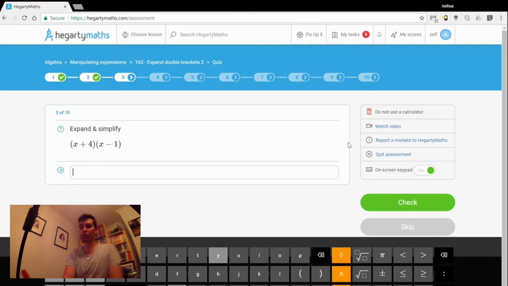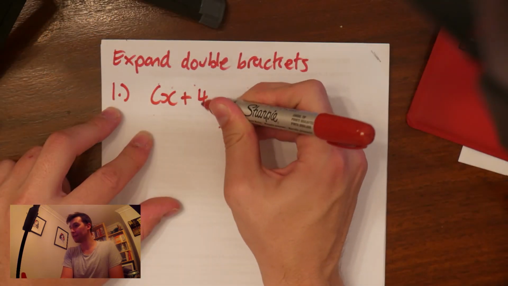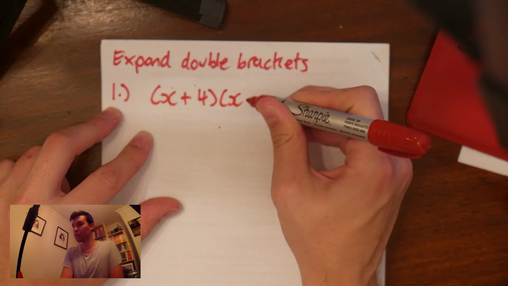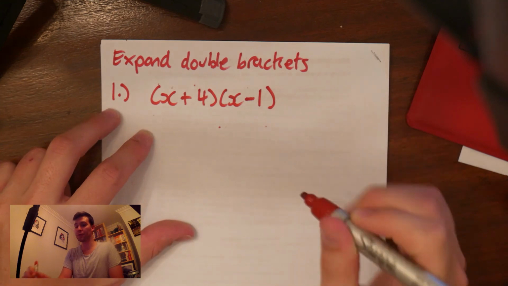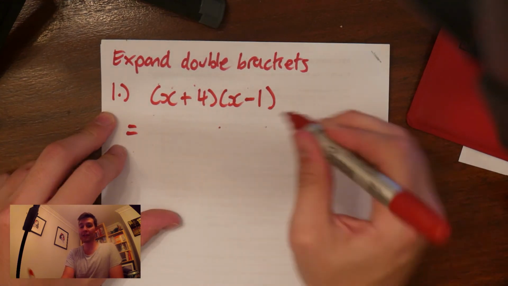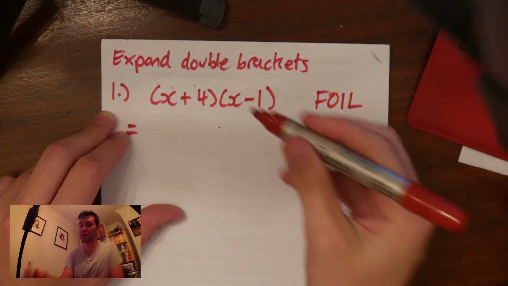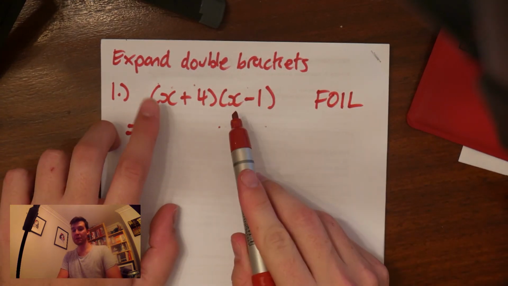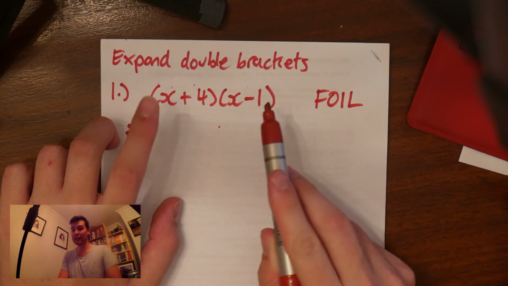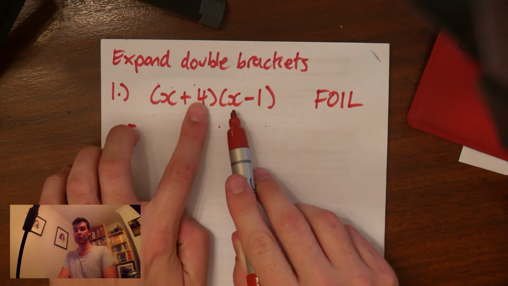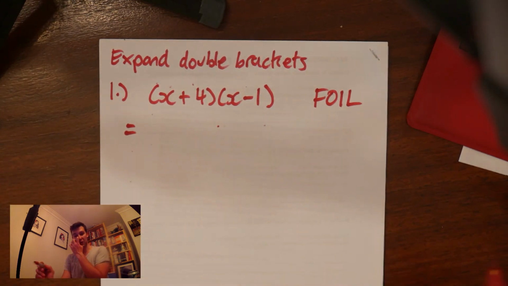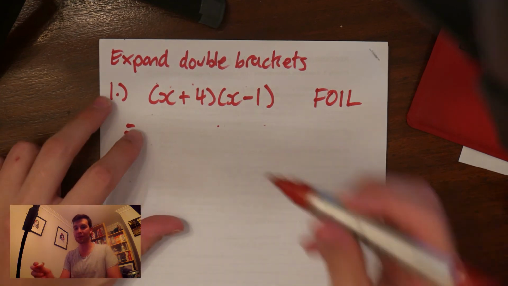Okay. So the double brackets we have to expand and simplify is x plus 4, close bracket, new bracket, x minus 1, close bracket. Now remember, when we expand double brackets, we use the acronym FOIL to help us out. That just reminds us that we multiply the first terms together, then the outside ones, then the inside ones, and then the last ones. So it's just a way of making sure that we've covered absolutely everything.